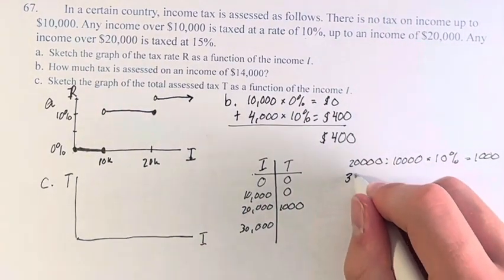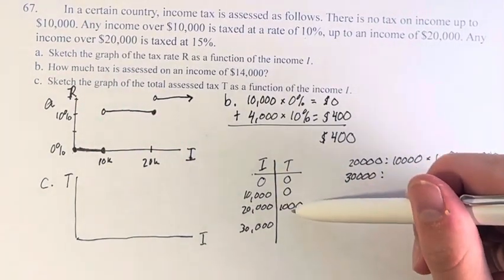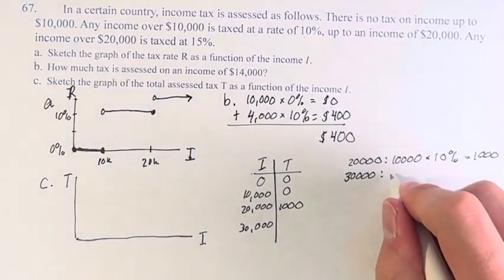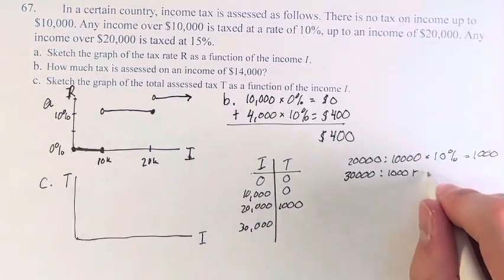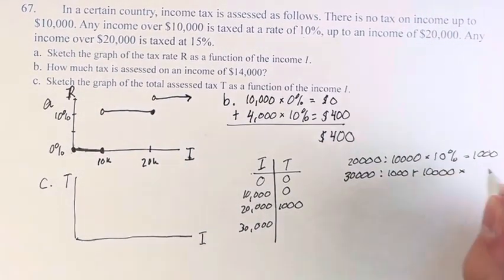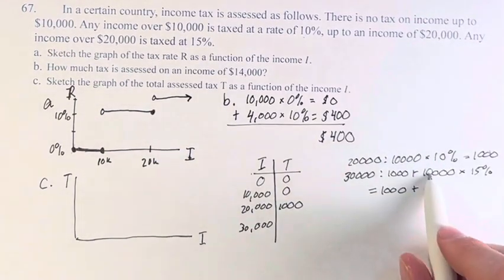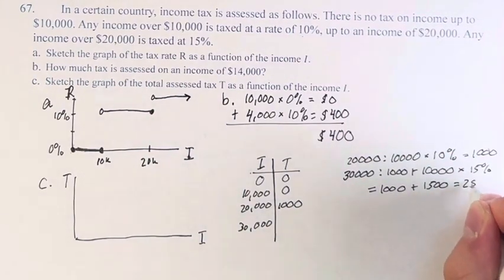For $30,000, $1,000 is taxed in total for the first $20,000, plus the next $10,000 is taxed at 15%, which is equal to 1,000 plus 10,000 times 15%, which is 1,500, which is 2,500.